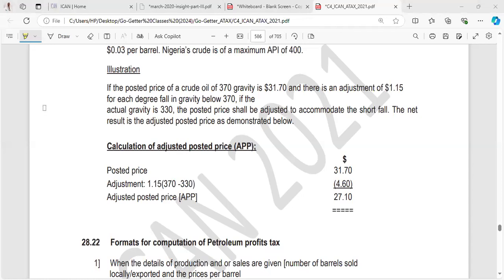If the posted price of a crude oil of 37 degree gravity is $31.70, and there is an adjustment of $1.15 for every degree fall below 37 degrees, if the actual gravity is 33 degrees, that means the posted price shall be adjusted to accommodate the fall.